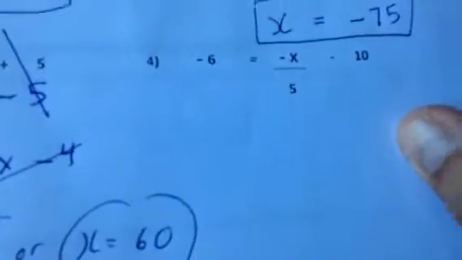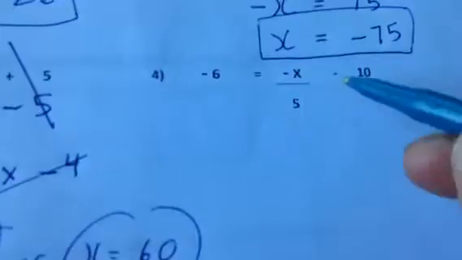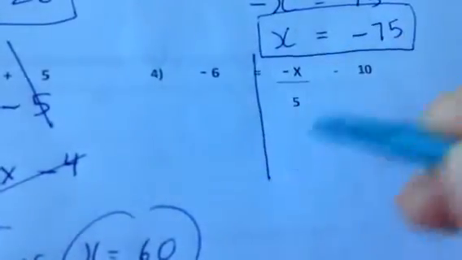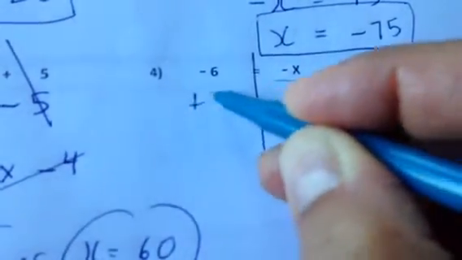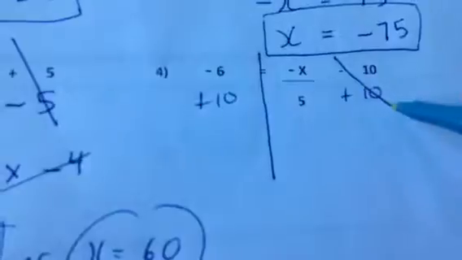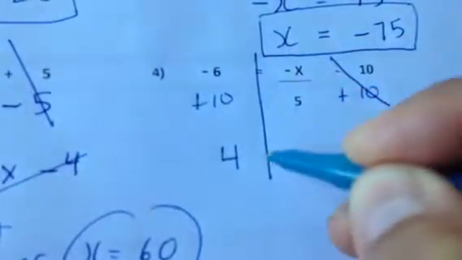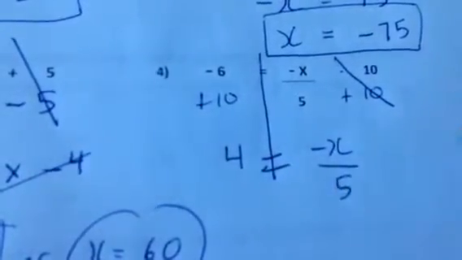Okay, last question right here. We have negative 6 equals negative x divided by 5, minus 10, or take away 10, but I think of it as a negative 10. There's our equals. Got to add 10. Got to get rid of that negative 10, but I got to also do the same over here. I cancel out the zero pair. I'm left with negative 6 add 10, so that's a positive 4, or just 4, equals negative x divided by 5.